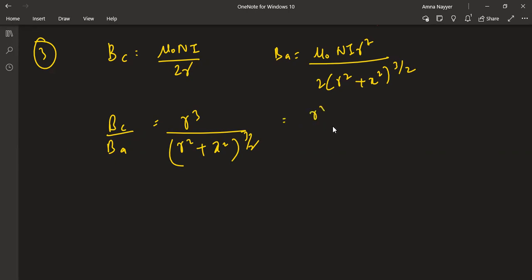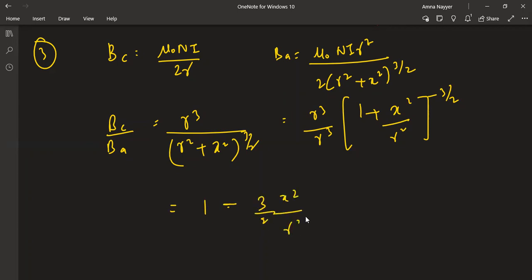So let's take r cube common. That will become (1 plus x square by r square) to the power minus 3 by 2. This 3 by 2, it will go up. So now if you will apply binomials, this will become 1 minus 3 by 2 x square divided by r square. Simple binomial expression you will use, 1 plus x to the power n is equal to 1 plus nx. Simply that binomial expression we have used over here. So 1 minus 3 by 2 x square by r square is left till here.